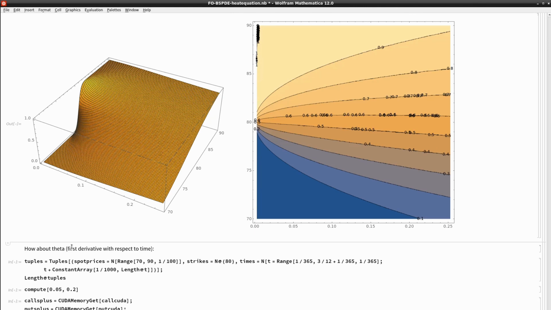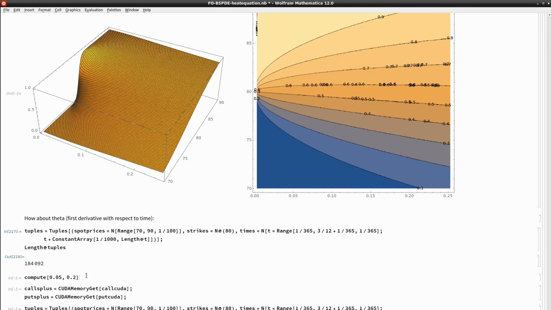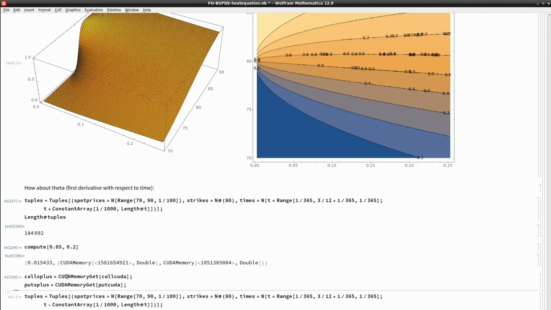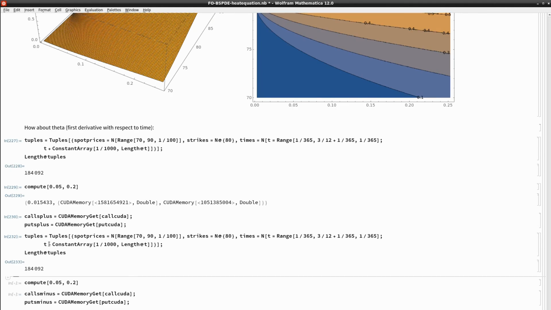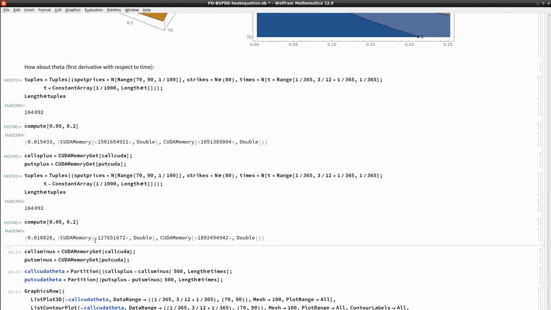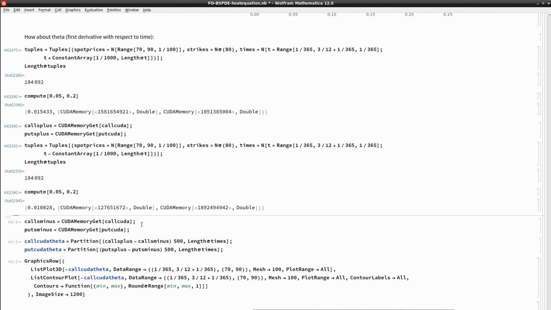Okay, well, how about theta? That is the first derivative with respect to time. So let's compute our thetas in a similar way. Let's add a constant array with a step size of 1 over 1,000 for calls plus. Let's do the whole thing for the steps to the left. So we are subtracting the constant array of 1 over 1,000. Let's generate the tuples. Let's compute it. Took us 11 milliseconds.